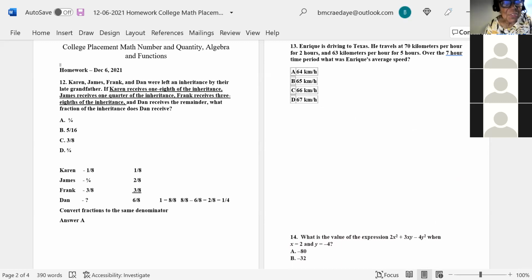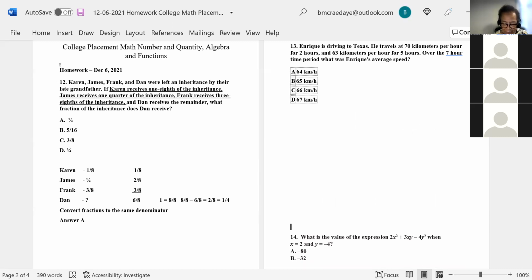I want you to solve 13. Read it. Enrique is driving to Texas. He travels at 70 kilometers per hour for 2 hours and 60 kilometers per hour for 5 hours. Over the 7-hour time period, what was Enrique's average speed?